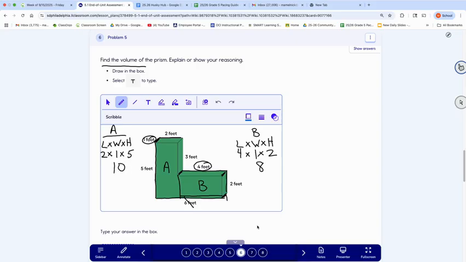Now that we have the dimensions for both prism A and prism B, we can begin our calculations. Once we've multiplied the length, width, and height for each prism, we add the volumes together to determine the total volume of the figure.